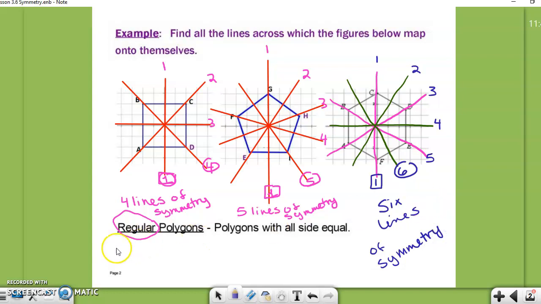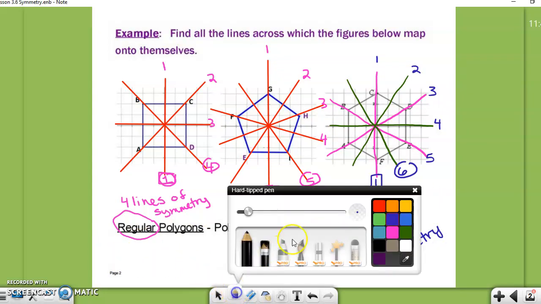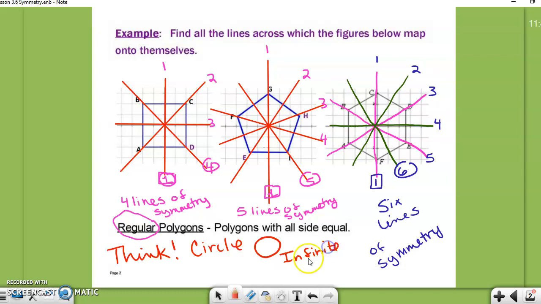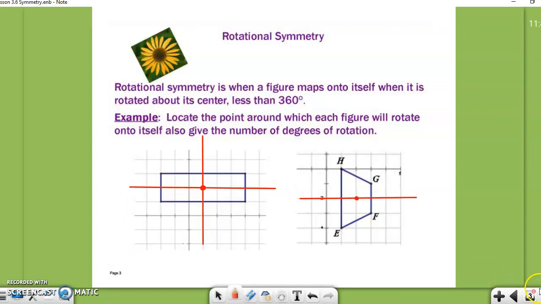Okay, now I want you to think about something. Let's do a thinker. I want you to think about a circle. I certainly can't draw one perfectly, but if that was a perfect circle, how many lines of symmetry? Think about that. If you think there are infinite lines of symmetry, you are correct.